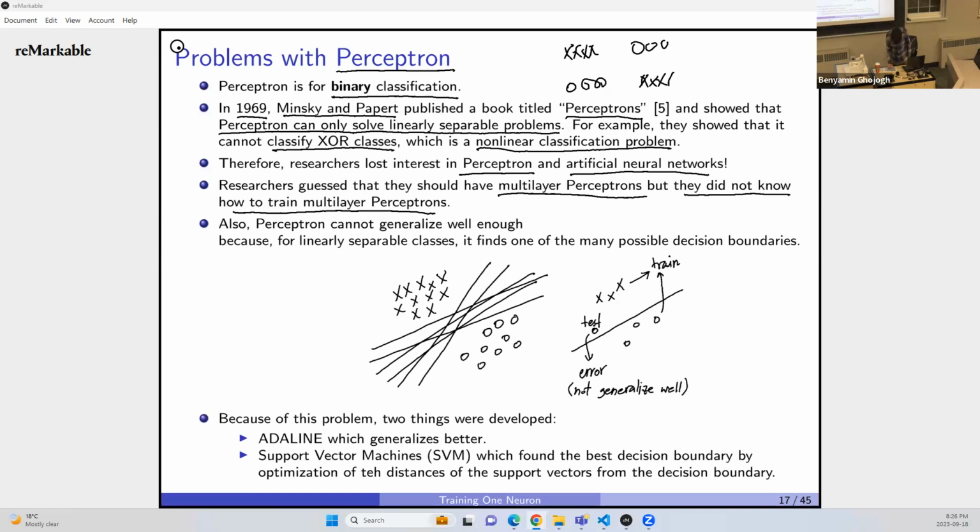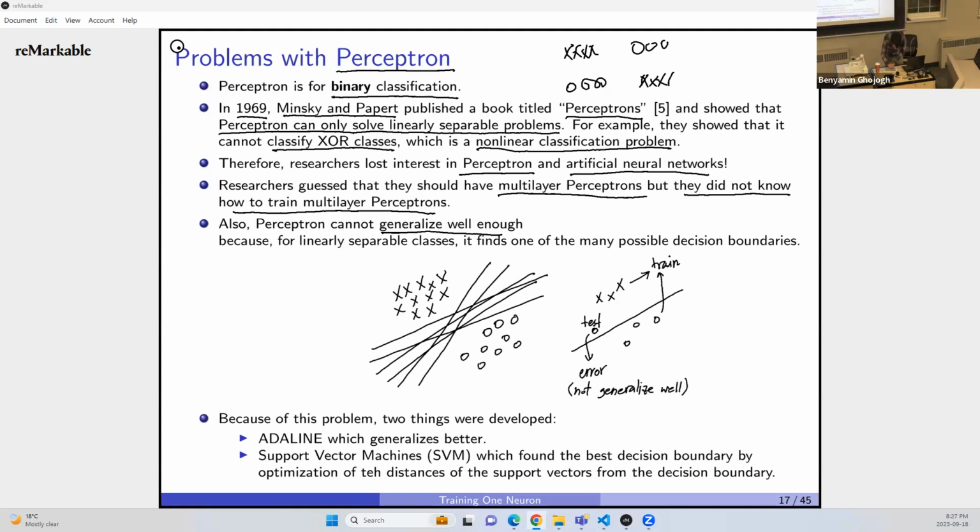Also, perceptron cannot generalize well. This is the other problem with perceptron. Even if the classes are linearly separable, what it finds might not be perfect. Why? Consider these two classes which are linearly separable. Whenever you run perceptron, you might end up with one of these lines, depending on the initial points, because you need to initialize the weights. This is iterative optimization, so you need to have an initial solution. Depending on your initial solution, you will end up with different solutions. Maybe one of them is perfect and one of them is very awful.